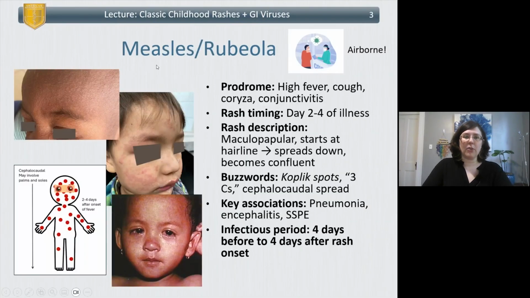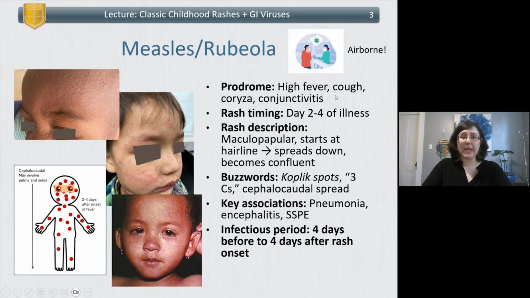So let's start with a really hot topic right now, which is measles, which is also known as Rubella. I put this little symbol up in the corner because I want you to remember this is an airborne transmission of disease. So if you have a child presenting in your office or in the emergency room and you have a high suspicion for measles, you need to be pulling out your N95s. It is an airborne transmission.